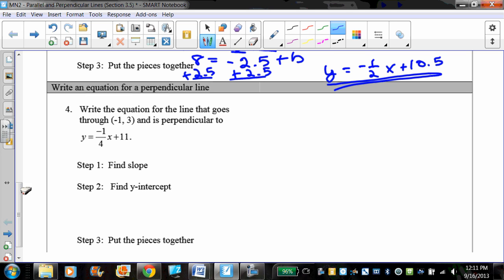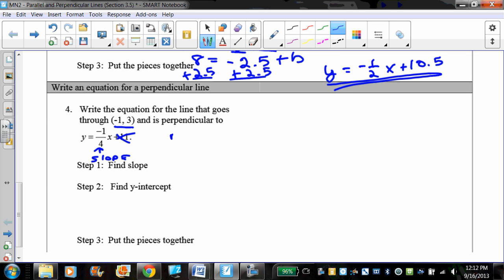It says write the equation of the line that goes through this point, negative 1, 3, right here, and is perpendicular to this equation, y equals negative 1/4 x plus 11. Now again, this right here, folks, is the slope. The y-intercept in this problem initially does not matter because that is the line we want to be perpendicular to. We're not going to be using that y-intercept. We are only focusing on that slope because we use it to find the slope of the line that we actually want to have the equation of.